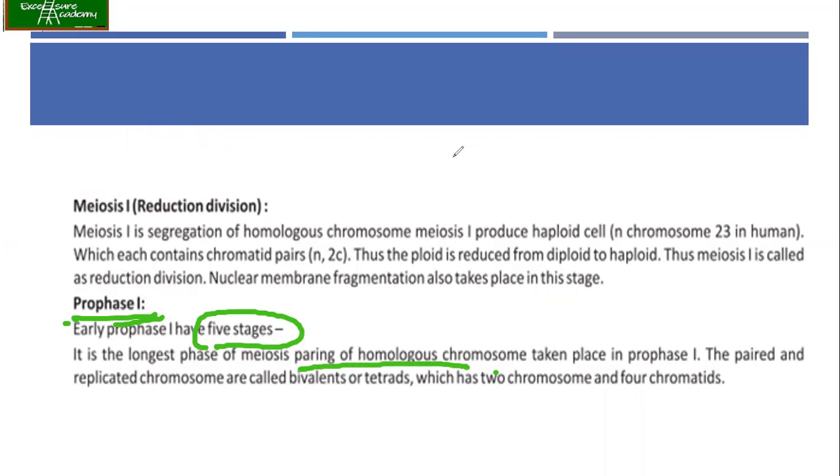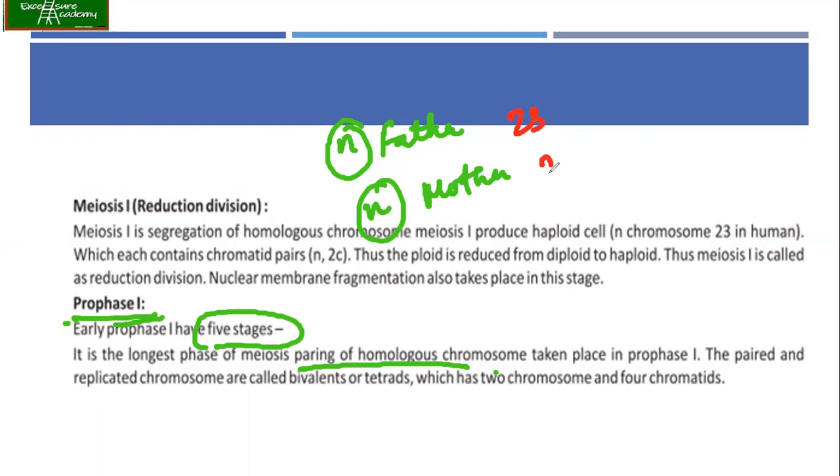So we know that in reproduction or fertilization, you get n number of chromosomes from the father and n number of chromosomes from the mother. For example, in the case of humans, you get 23 chromosomes from the father, and similarly 23 chromosomes from the mother.